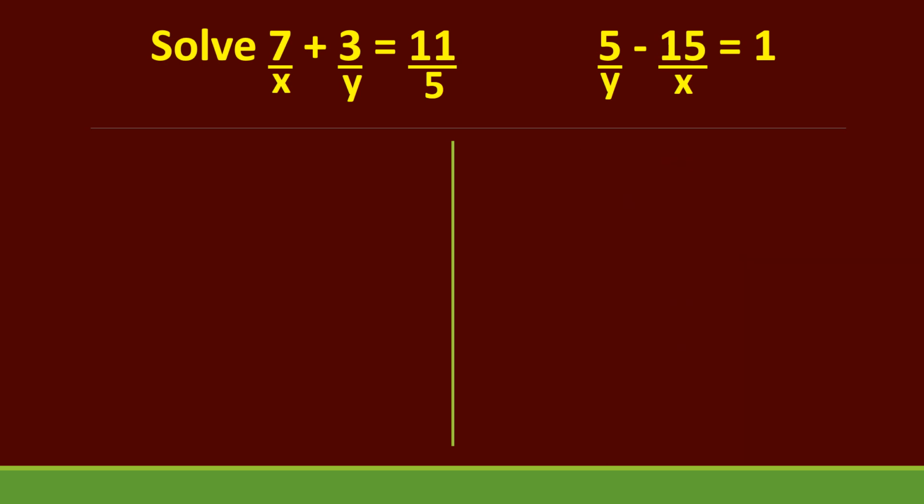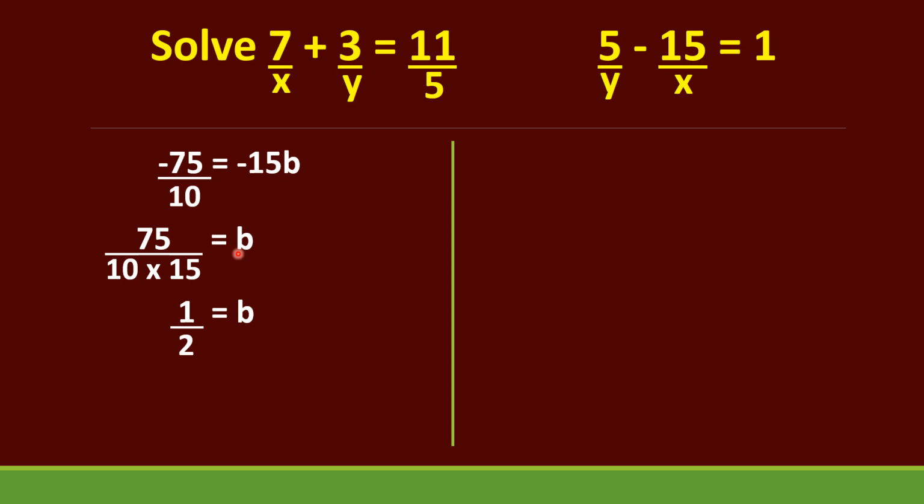The 35 minus 110 is minus 75. So -75/10 = -15b. Then b is equal to 75 by 10 into 15. Both sides have negative signs, so both these signs can be ignored. So that becomes 75/(10 into 15) = b. So b is equal to 1/2. Now we got the value of b. Then a is 1/10 and b is 1/2.